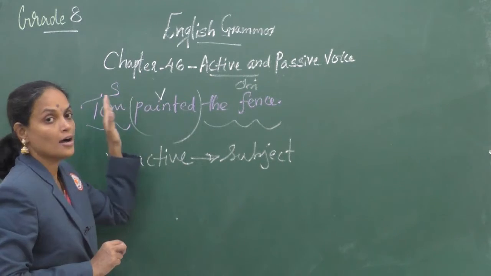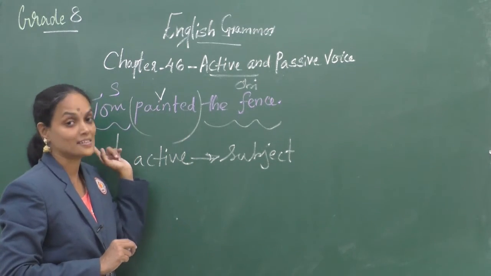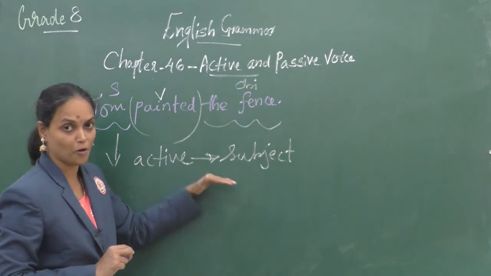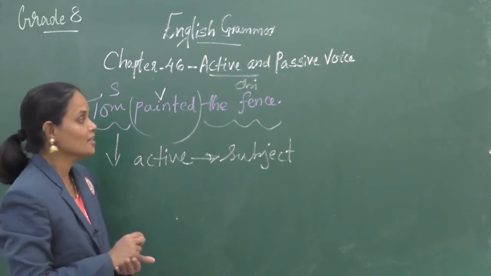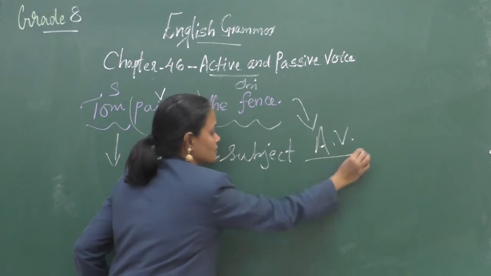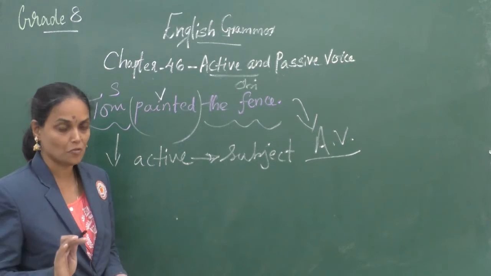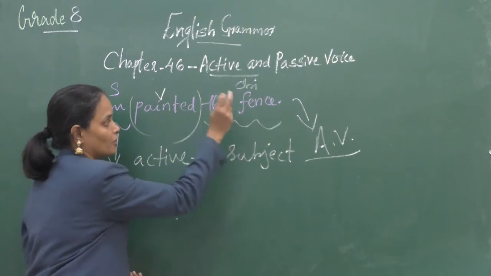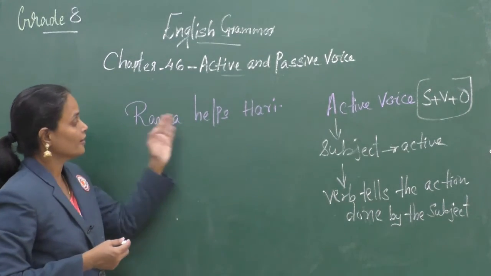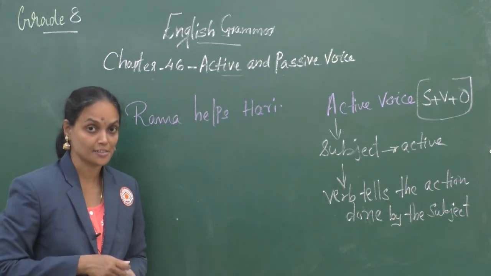And the sentence mainly emphasizes the subject Tom. The subject Tom is active here. The subject is more important and active here. So this sentence is called an active voice sentence. And what is the structure of a sentence in active voice? Subject, verb, object. Look at the second sentence. Rama helps Hari. What is the structure of a sentence in active voice?